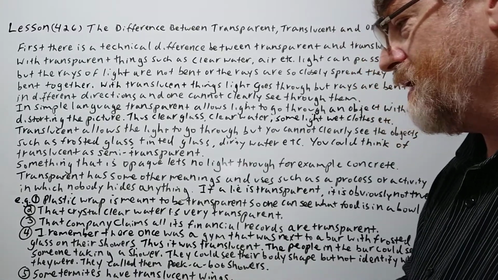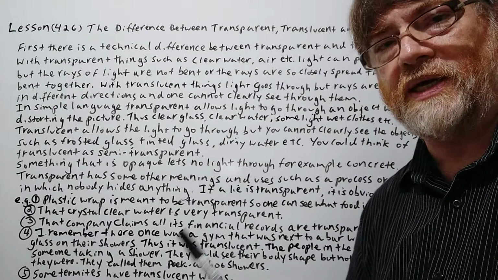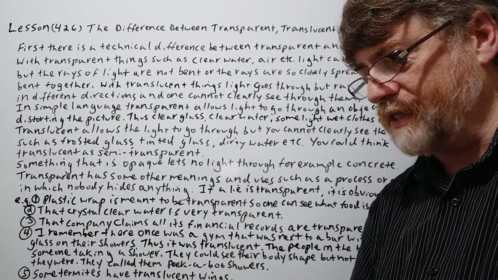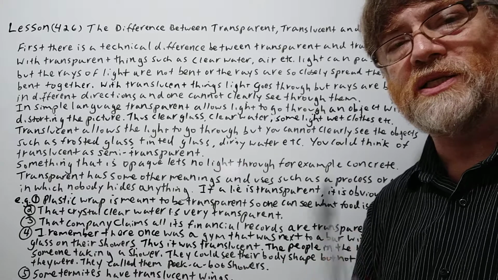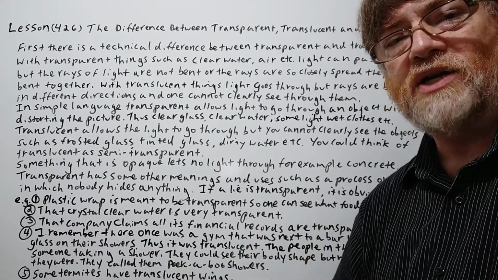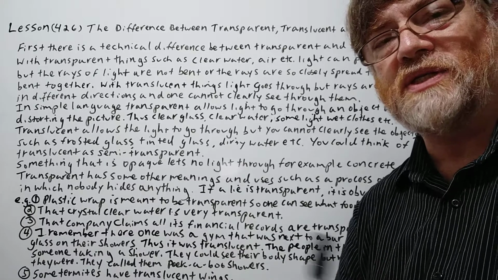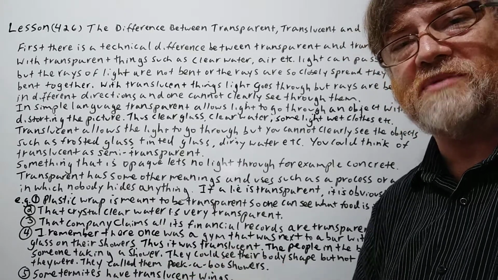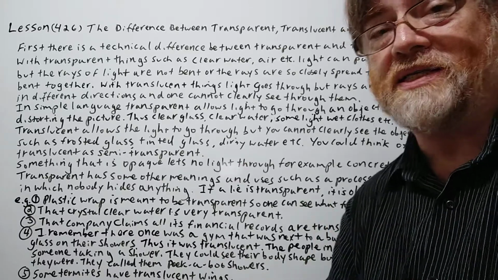Let's continue. Some termites have translucent wings. You've seen this before where light can go through, but if you look at it, you can't clearly see through it. So that's the difference between translucent and transparent. Transparent, you can see very clearly through it. Translucent, you can see kind of shadows or images or shapes, but not really clearly through it. And opaque, you can't see through at all.